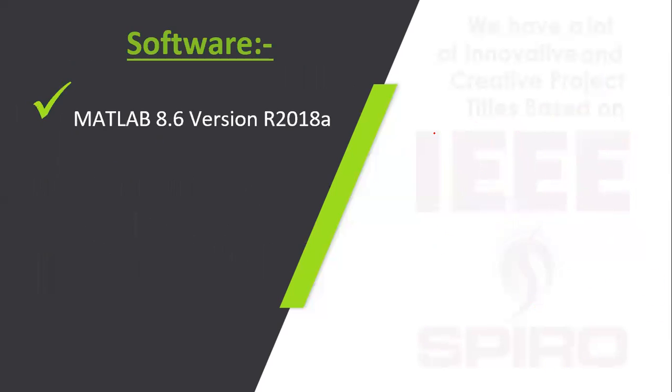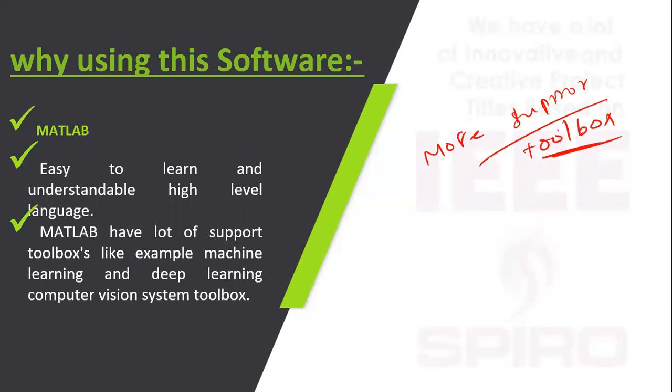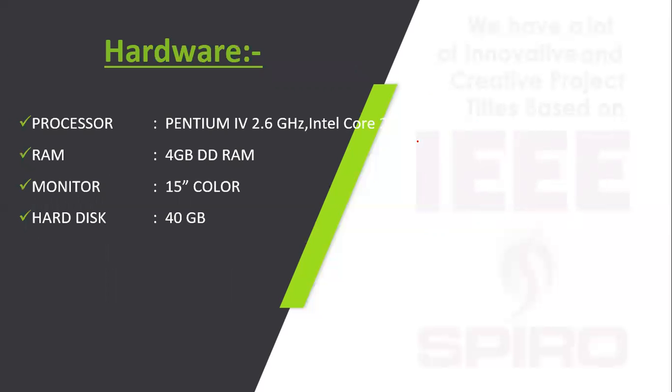Software: MATLAB 2018a is enough for the project. Why choose MATLAB? It is an easy and understandable language, and it has more supporting toolboxes to make a project. For hardware support, a 64-bit OS is enough to install MATLAB.